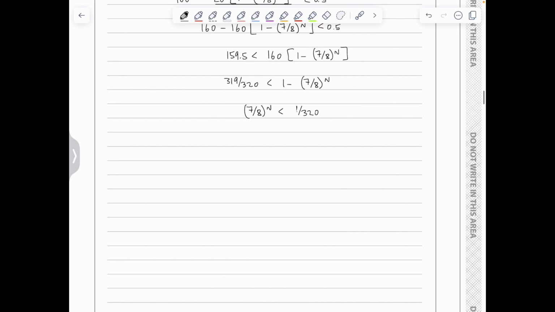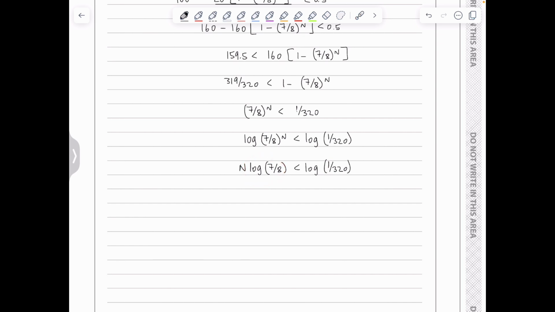So log of 7 over 8 to the capital N is less than log of 1 over 320. And using the power law of logarithms, I can write this as n log of 7 over 8 being less than log of 1 over 320. Now I will divide both sides by log of 7 over 8. However, this is negative, and therefore I need to reverse the inequality direction.